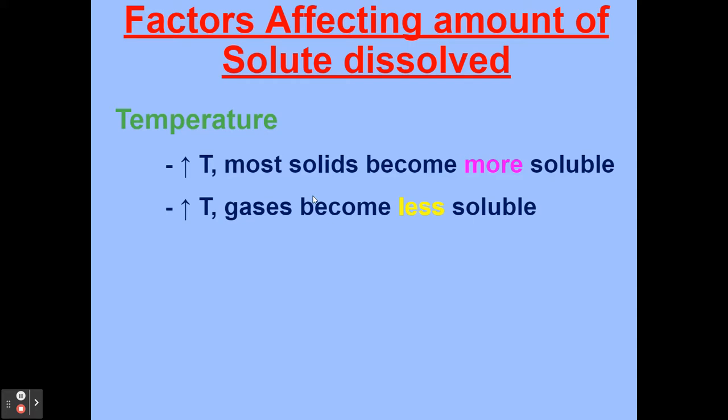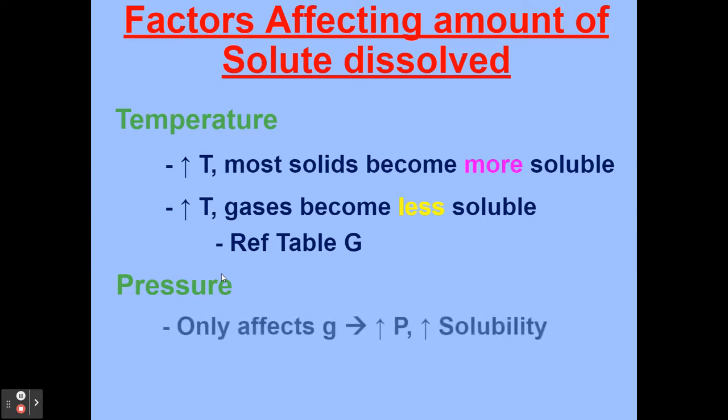That's that Table G. Remember the three things that go down, those are all gases. Pressure only affects gases. So if you increase the pressure, it increases the solubility of the gases. If you have a solid dissolved, changing the pressure is not going to have any impact on it. I tell you to think about soda here. When it's packed in its original container, there's a lot of pressure on it. You open the cap, that pressure is released, and then the CO2 starts to come out of solution.